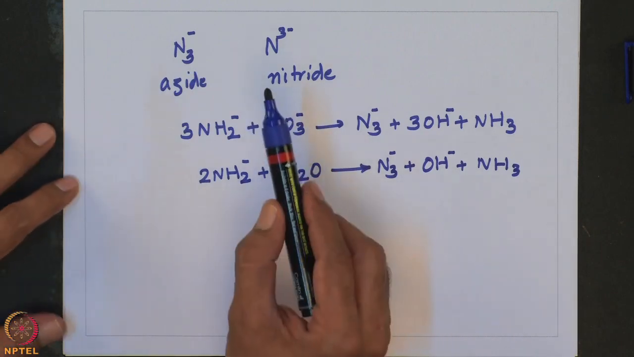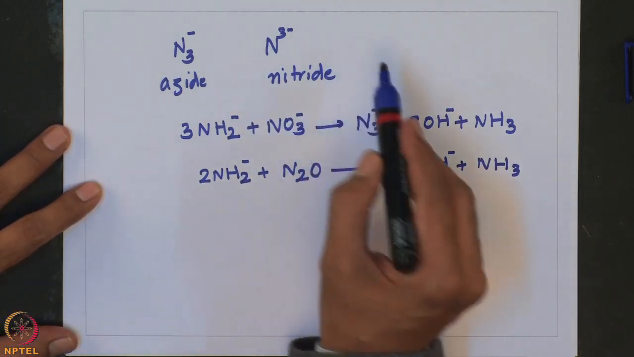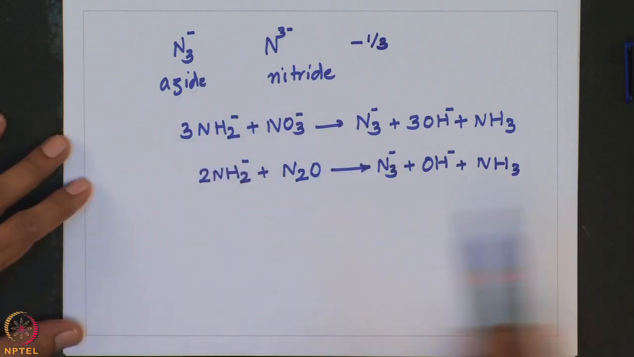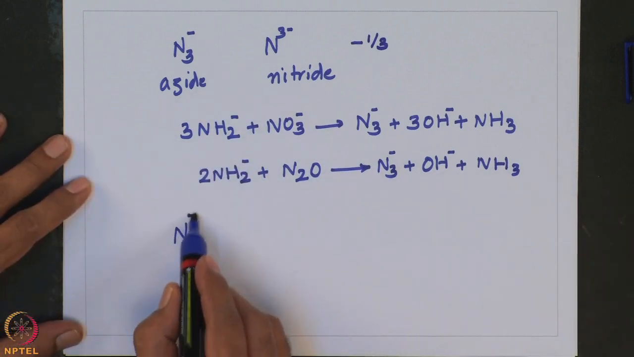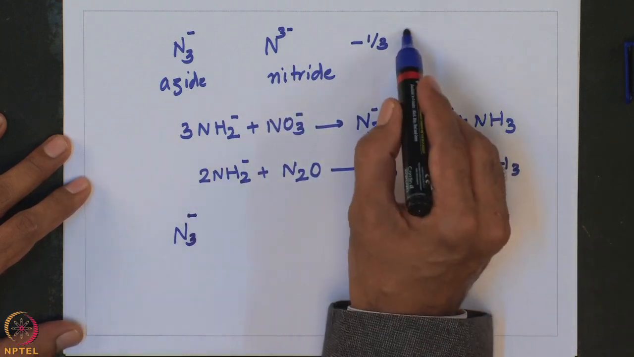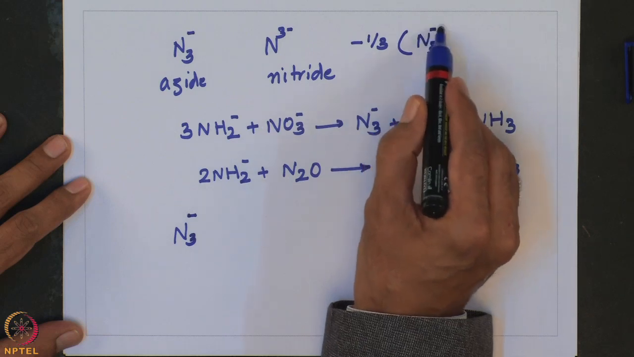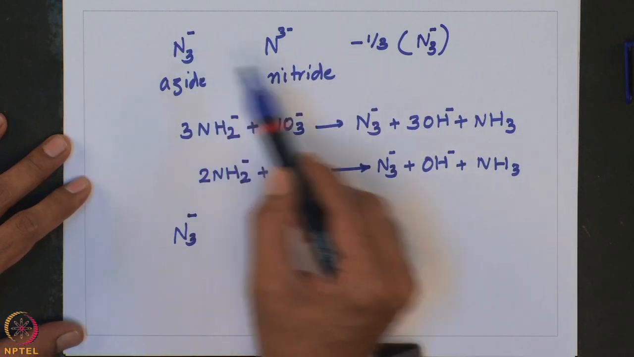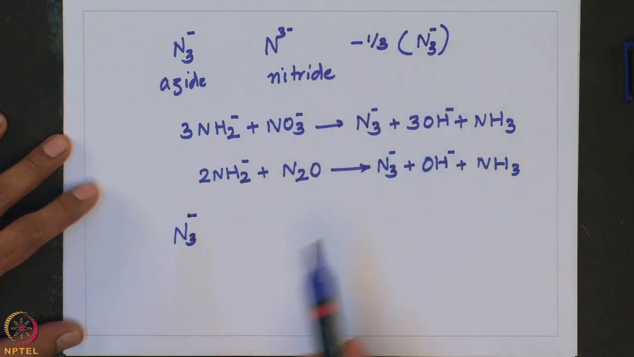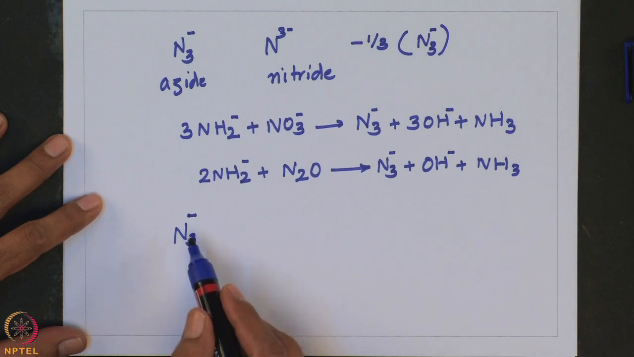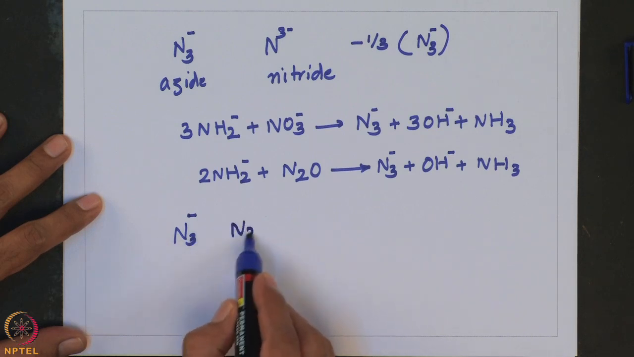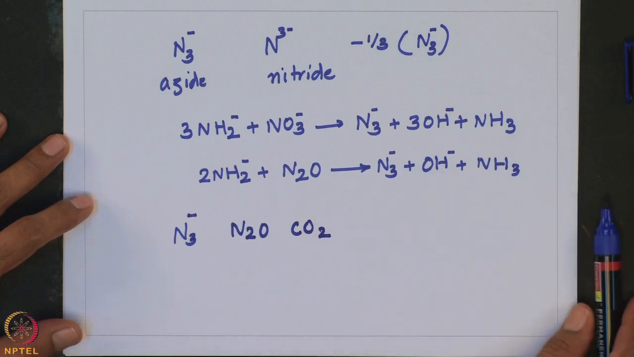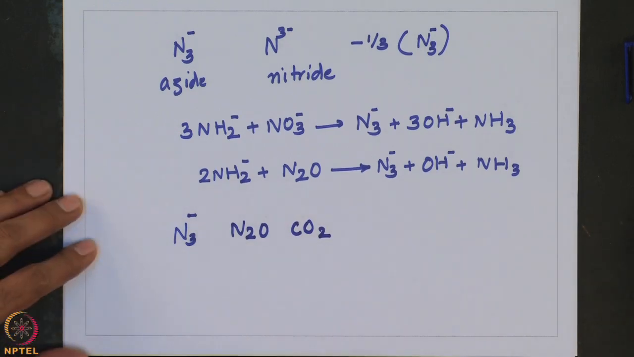In N3 minus, the average oxidation number of N is minus 1 by 3. The ion is N3 minus ion. So, this is what I am telling, N3 minus ion. Okay. So, here each one is 3 minus, only one, here 3 nitrogens are there. The oxidation number can be considered as minus 1 by 3 for each nitrogen. This azide ion is isoelectronic with N2O as well as CO2. Okay. And of course, azide is also a very good ligand towards transition metal ions.